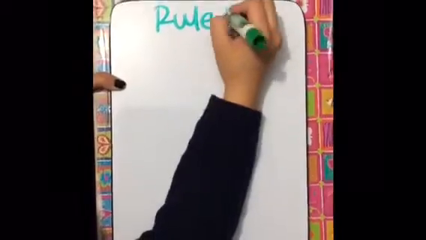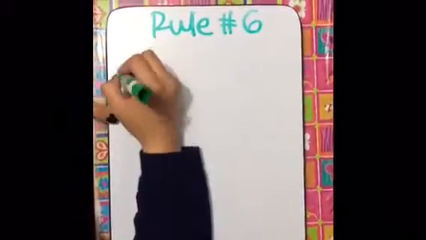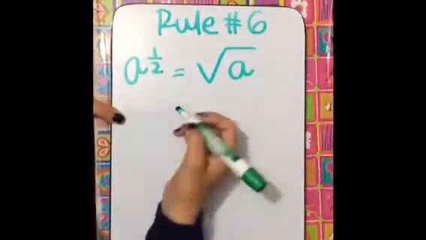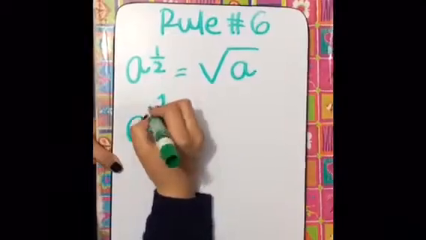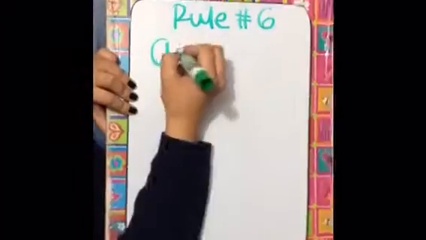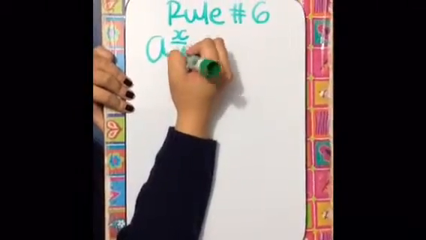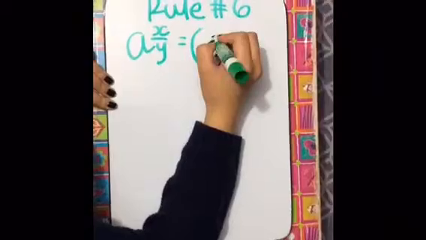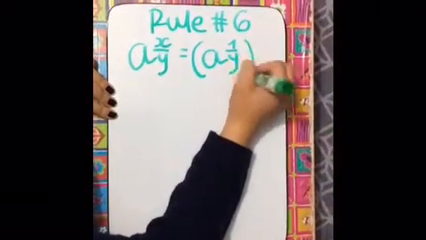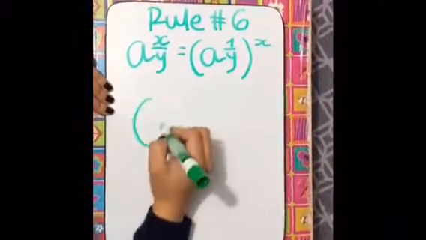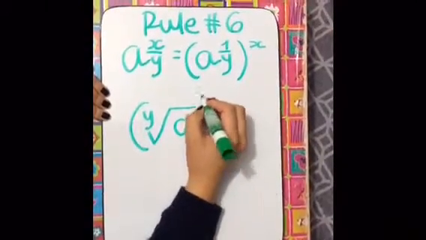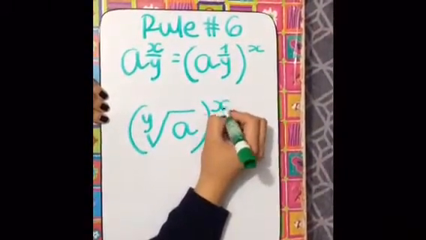Rule number 6. A base to the power of 1/2 equals the square root of the base, and a base to the power of 1 over a different denominator equals the root of the denominator of the base. A base to the power of a fraction equals the base to the power of 1 over the denominator, all to the power of the numerator, which gives the root of the denominator of the base, all to the power of the numerator.